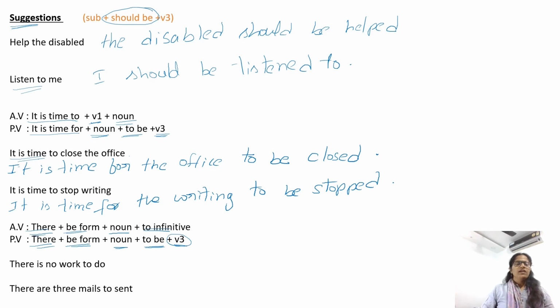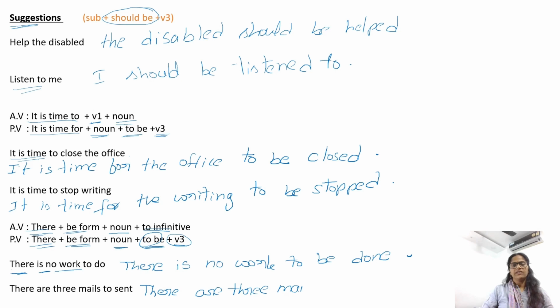For example, there is no work to do. Sentence starts with there. Passive voice also starts with there. There, then you have is, there is no work, then comes to be. V3 form of do is done. There is no work to be done. There are 3 mails to send. There are 3 mails to be sent.